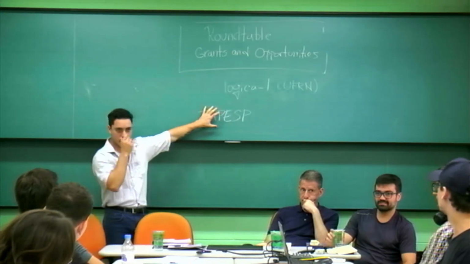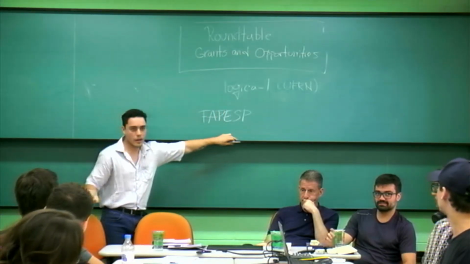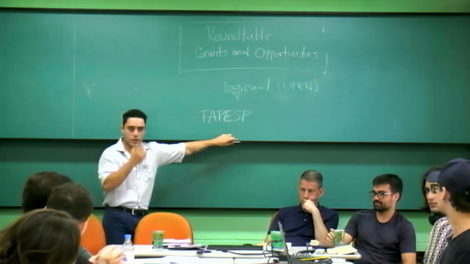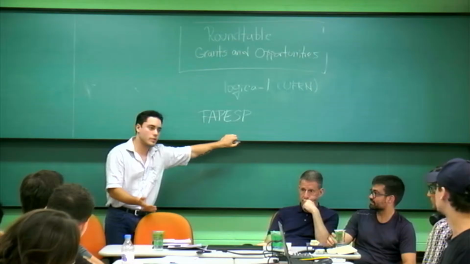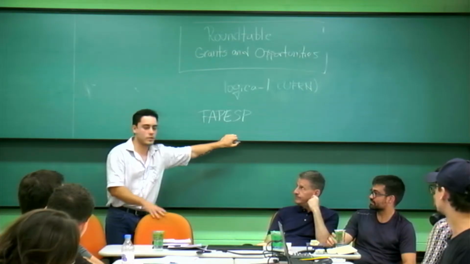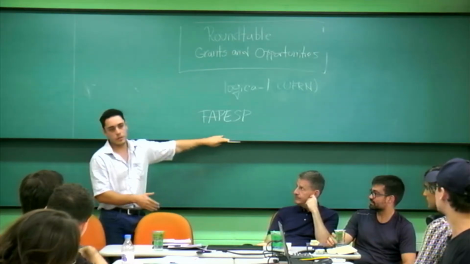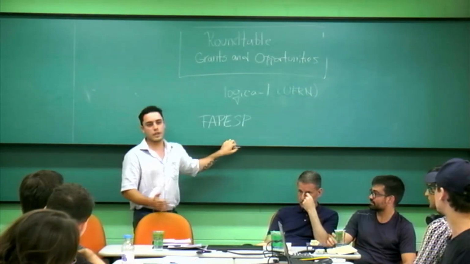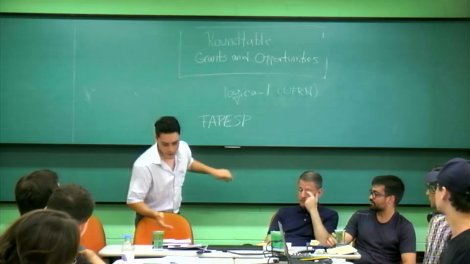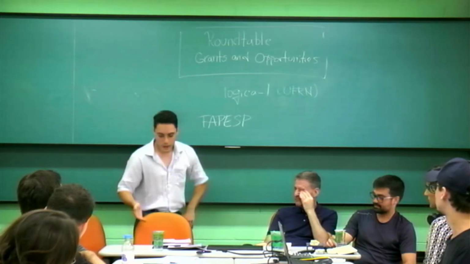So let's talk about a few grants. FAPESP is good, but it's also hard to get. So you need consistent and good grades. If you have more than 2 failures in your undergraduate program, it's likely you won't get a grant. So make sure you have good and consistent grades.